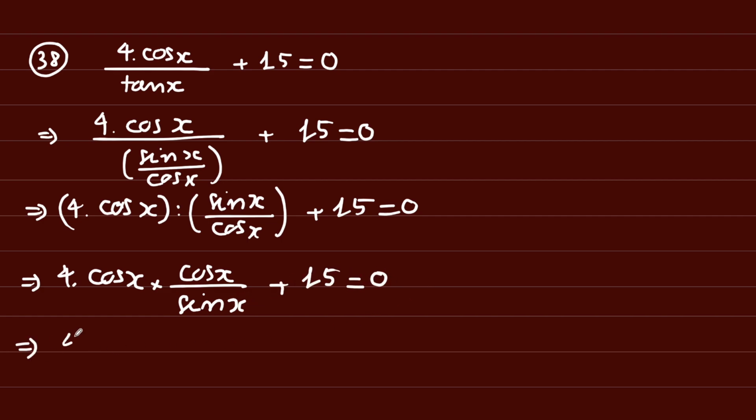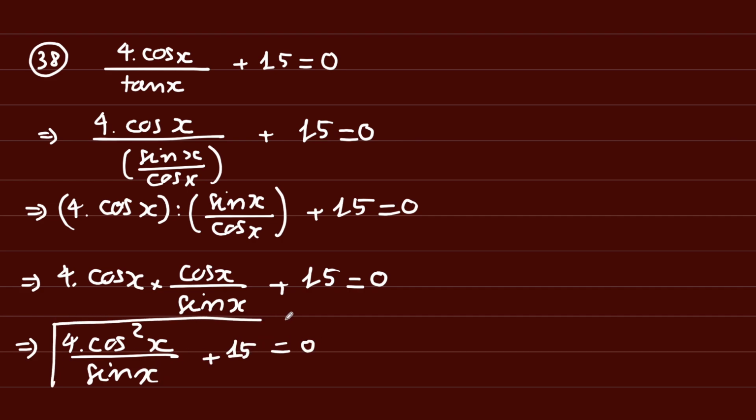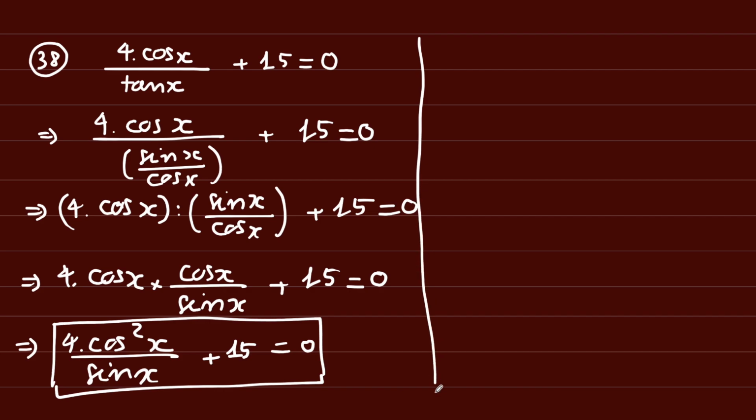And now simplify one more step. You get 4 cos square h over sine h plus 15 equal to 0 here. The new form of this expression. Okay, now I will use this form to continue solving this equation. Look at this, the 4 cos square over sine h. This is a rational form. I don't want to work with a rational form.